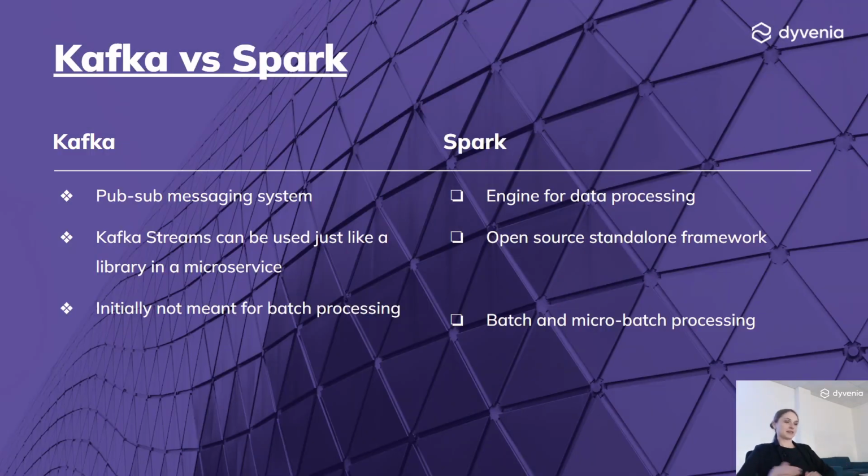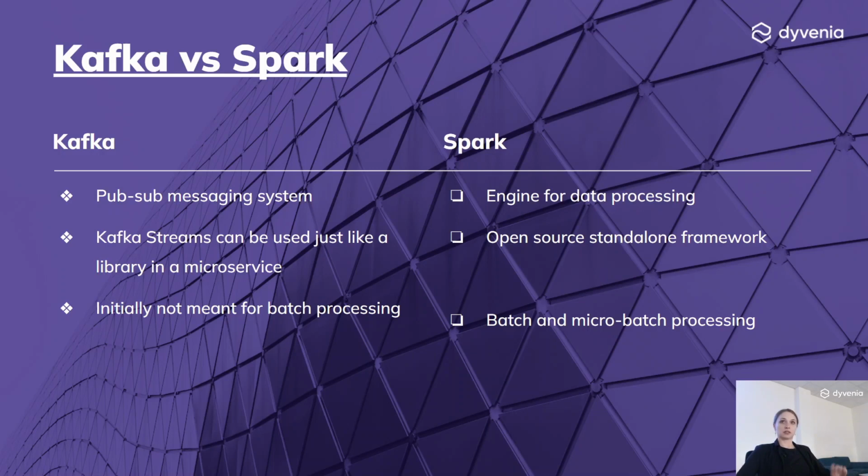Now, Kafka and Spark. Spark is great, generally, but it's an engine for data processing. It's not exactly a PubSub messaging system, so they work in a different way. It's important to keep in mind while comparing Kafka and Spark that they are, by definition, different programs. Kafka Streams is one of the capabilities built into Kafka. It can be used just like a library in a microservice, while Spark is a big open source standalone framework. This is also important, not only the way the programs are structured and how they work, but also the licenses.